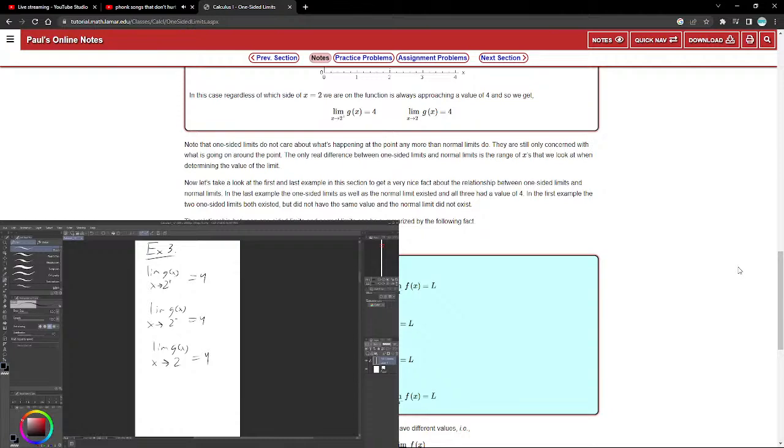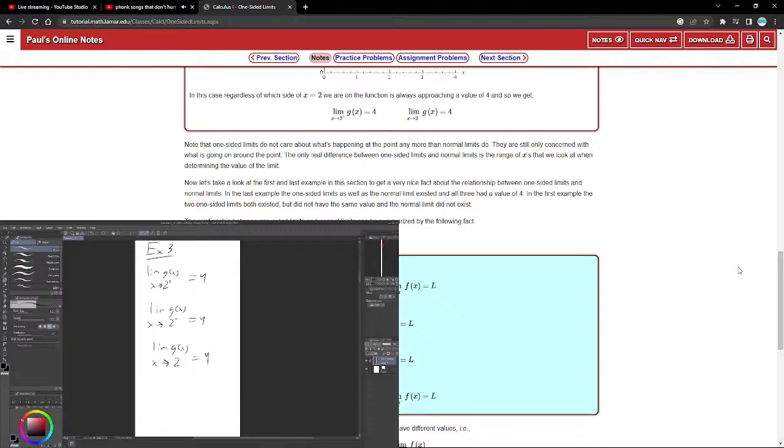Now let's take a look at the first and last examples in the section to get a very nice fact about the relationship between one-sided limits and normal limits. In the last example, the one-sided limits, as well as the normal limit, existed and all three had a value of 4. In the first example, the two one-sided limits both existed but did not have the same value, and the normal limit did not exist.